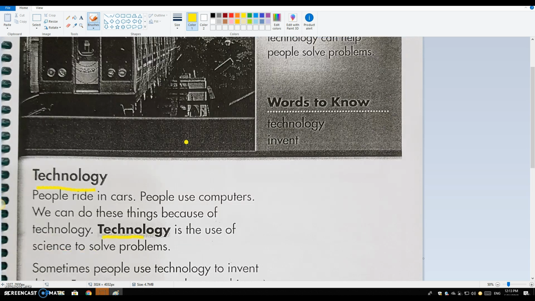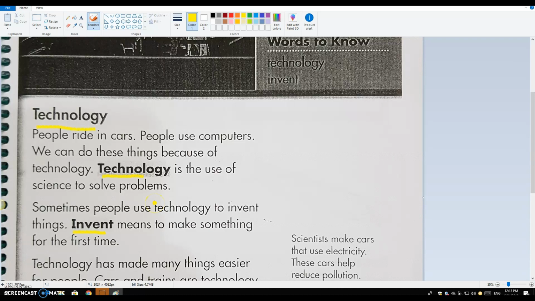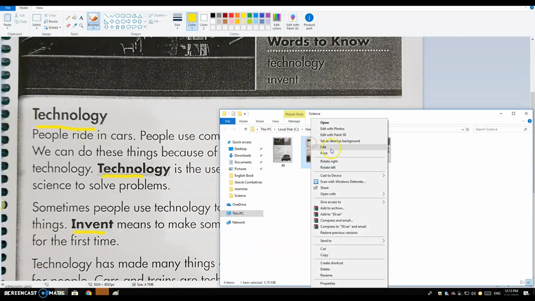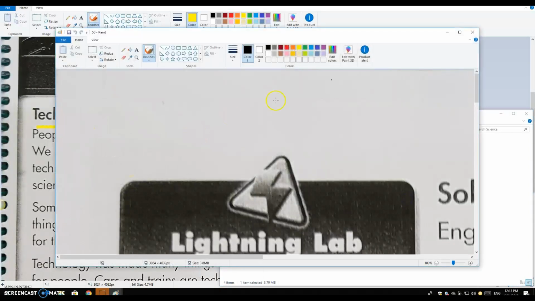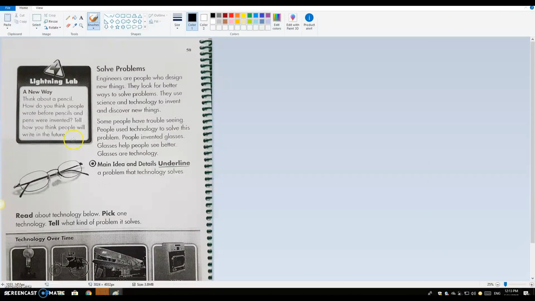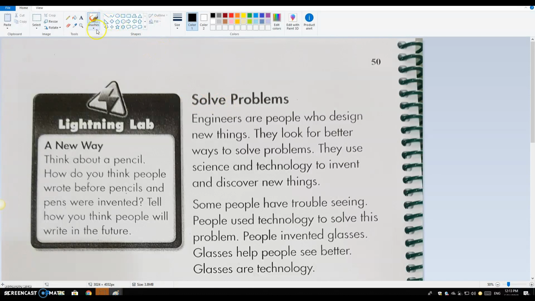Okay, so that's technology. What I want you to focus on are the words technology and invent. Okay, let's go on to our next page. Page 50 in our books. So I'm going to open with Paint. And let's zoom out. This is page 50.